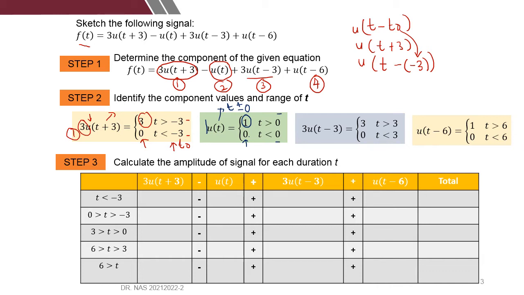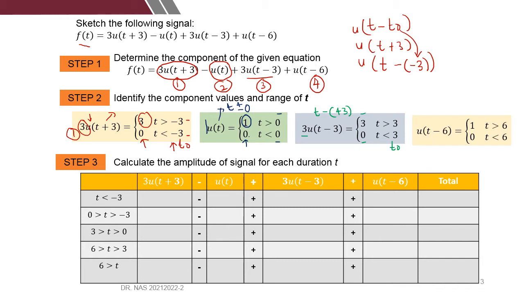How about the third component? The maximum amplitude is 3, so it's from 0 to 3. At amplitude 0, what's the t? Again, when you have shifting, you need to compare with the general equation, t minus positive 3. So your t naught here is positive 3: less than positive 3 and larger than positive 3.